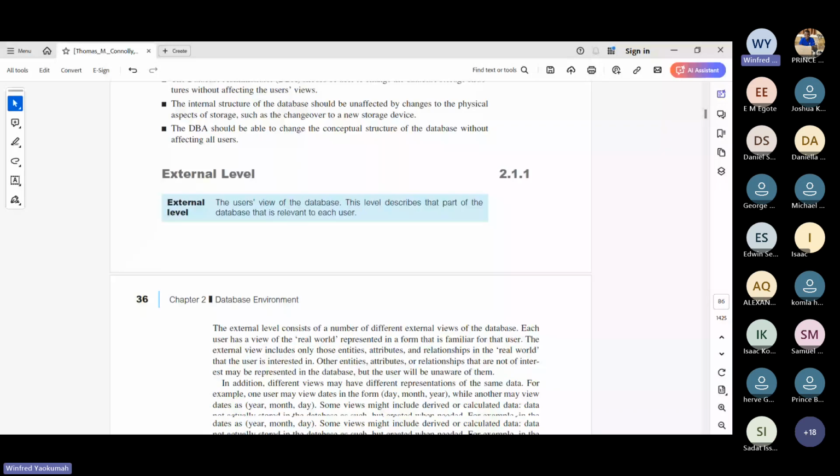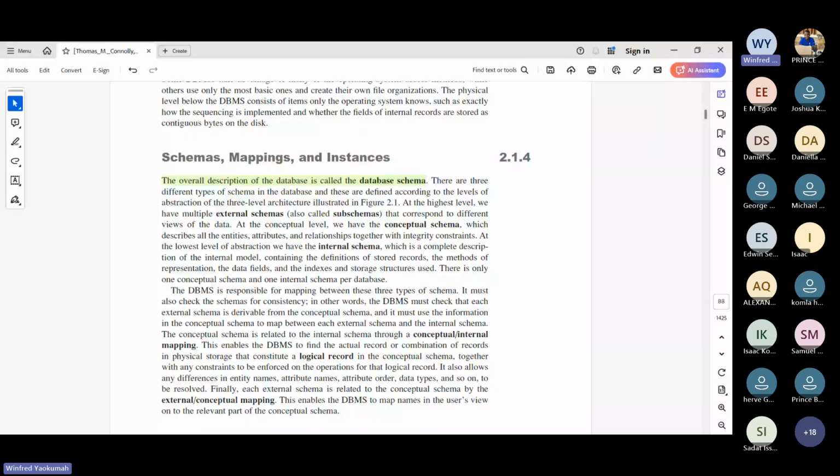First, we have the external schema, which is a sub-schema of the database schema. Then we have the conceptual schema, which describes all the entities, attributes, and their relationships together with their constraints. Now the internal schema is a complete description of the internal model, containing the definition of how the data is stored, how the data is represented, the indexing, the storage engine, and so forth. That also forms the internal schema.